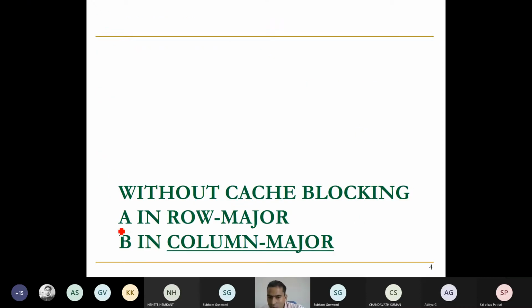So first, I will show you how many misses happen if we do not use cache blocking. Somehow we store A in row major order and B in column major order. Although generally it's not possible that we will store one matrix in row major and another in column major order, somehow we assume we have saved B in column major order and A in row major order. Then let us see how many of those 32 accesses lead to a miss.